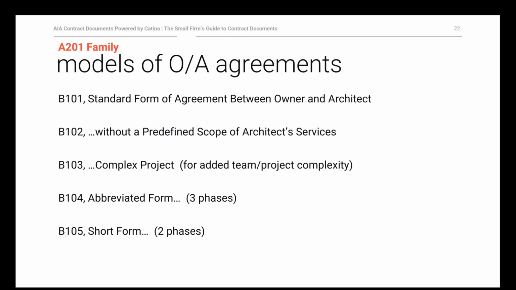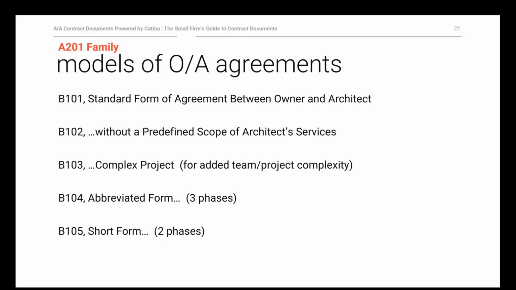B103 is an owner architect agreement that's for use with more complex projects. It envisions, for example, that the owner will retain a cost consultant along the way. There are a few other twists and turns in that document because it's envisioned for use in complex projects. The B104 is abbreviated. It doesn't have all 5 phases. It's only got 3 phases of architect services.